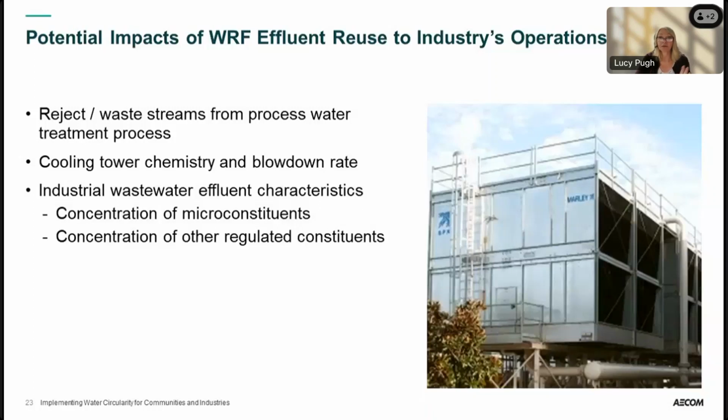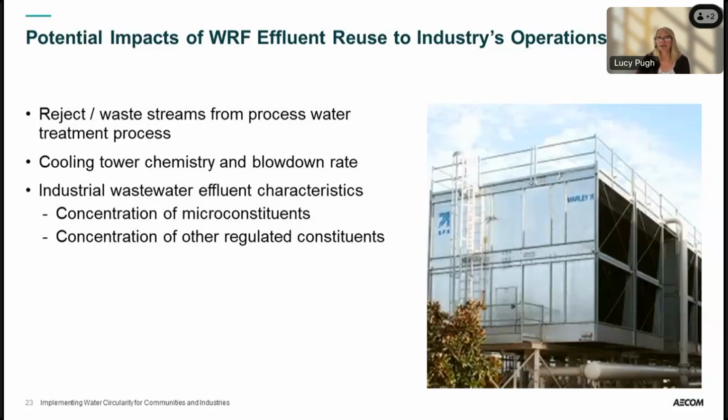So speaking of those characteristics, some potential impacts of switching a water supply to a reclamation facility effluent can impact the reject and the waste streams from the processed water treatment that's used by the industry. So if there's an increase in total dissolved solids, for instance, there could be an increase in the reject, and maybe some tweaks need to be made to the processed water treatment that's used by the industry. Cooling tower chemistry may need to be adjusted. The blow down rate may increase a little bit with the use of the reclamation facility effluent.